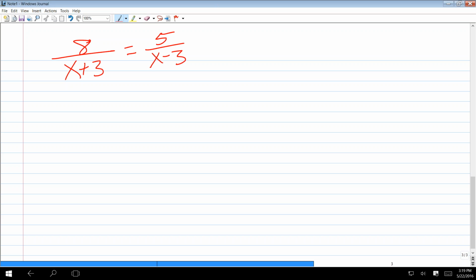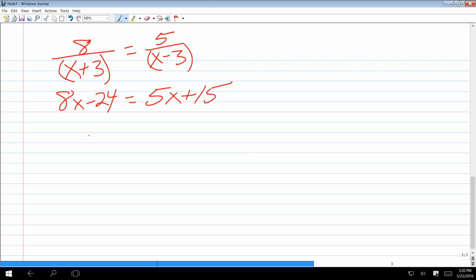What's the first step here? Would it just be cross multiplication? Yeah, so what's the new left? 8x minus 3. 8x minus 24. If you're going to cross multiply, then you need to multiply the whole thing. Equals what? 5x plus 15.